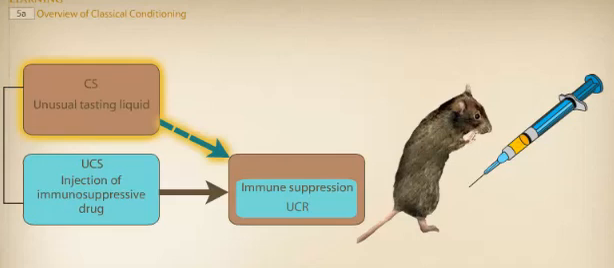After the chemical immunosuppression has ended, some of the rats are re-exposed to the conditioned stimulus by being given the unusual tasting solution. Measurements of antibody production indicate that rats exposed to the conditioned stimulus show a reduced immune response.